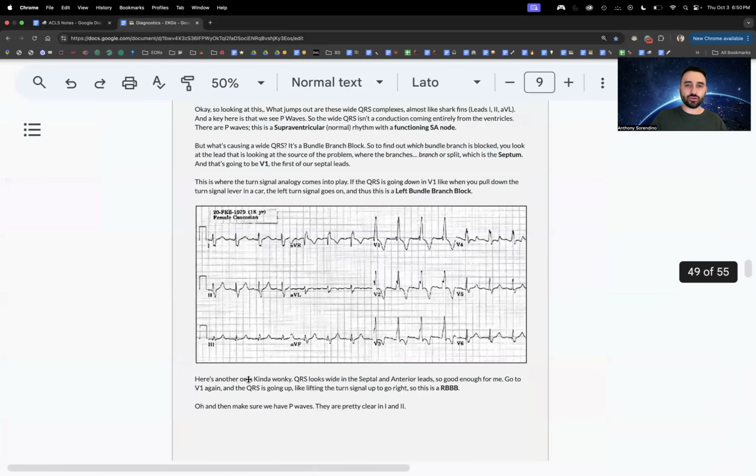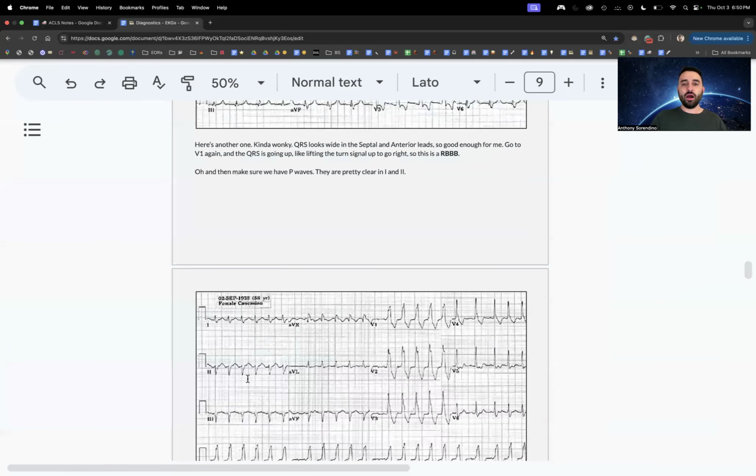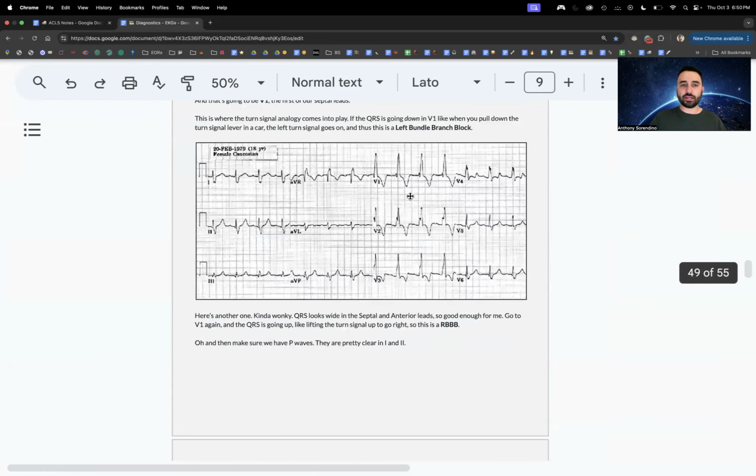There's extra stuff, but the big meat and potatoes is going to be the atrial, the junctional, the ventricular. Can you see all that? Do you know where the STEMIs are going to be? And pick up on the bundle branch blocks.